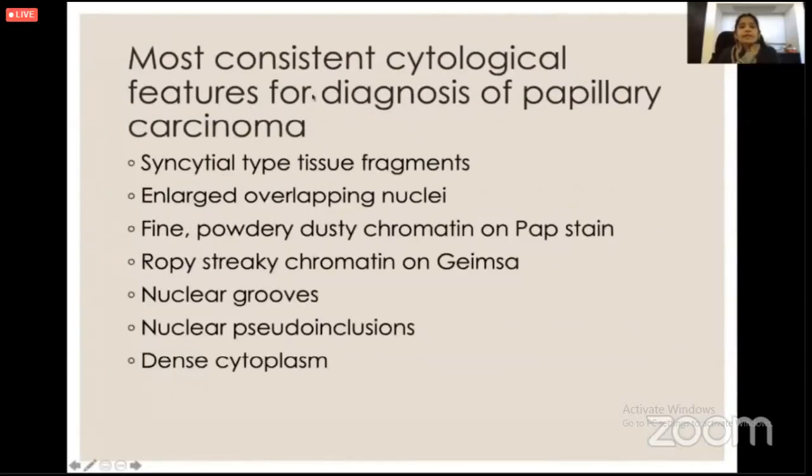So the most consistent features in the diagnosis of papillary carcinoma are overlapping nuclei, oval shape, the powdery chromatin on PAP, and the streaky chromatin on Giemsa. If I have both, then I'm assured, and clinically it is thought of as papillary. In radiology, papillary is quite distinct. They have a special and different type of calcification.